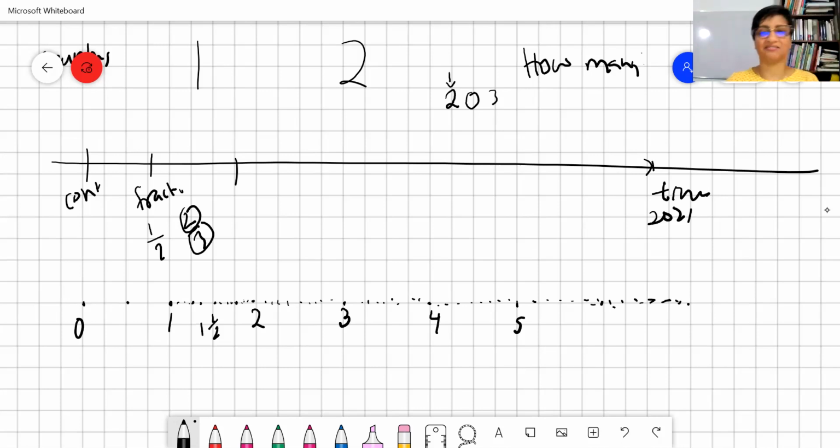This is 1.5. Did anyone not think about it when I was drawing it? So actually, 0 came into that. No, okay, right. So anyway, 0 came in.